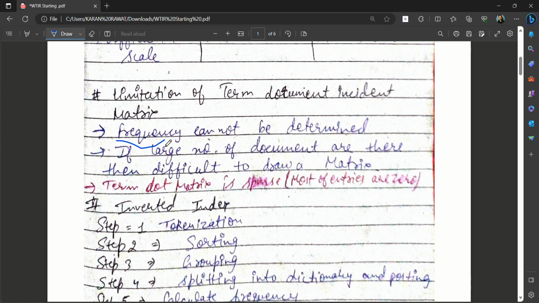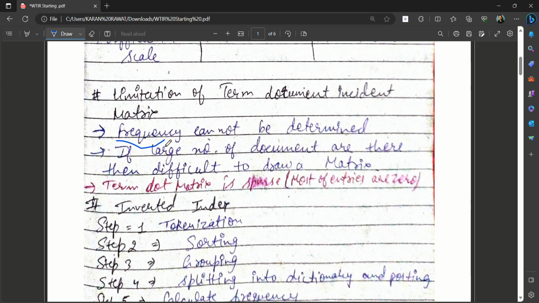But consider that in today's world we have a large amount of data and a large number of documents. So it is a very difficult, very complex, or you can say impossible task to create a term document matrix for a huge number of documents. So it might not be possible to make this term document incidence matrix, and if you do make it, the frequency cannot be determined. That is basically the limitation.